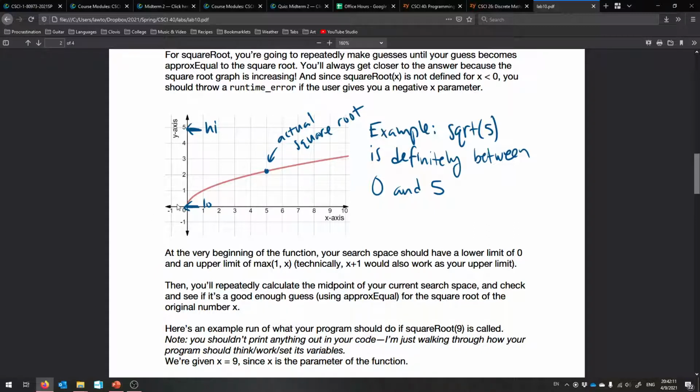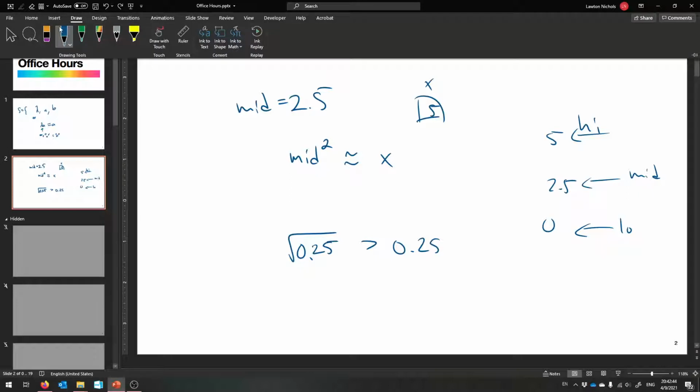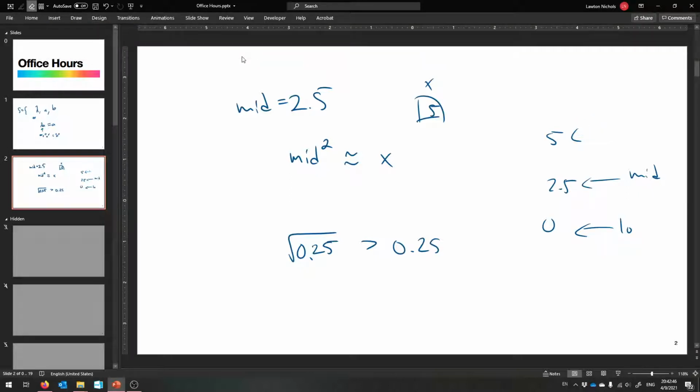After that, it's your job to find the midpoint. So if your low is 0 and your high is 5, you're going to make a guess, like check the mid being 2.5, and then see how close you were, whether your guess was too high or too low based on the original number. You'll decide whether to go up or go down. Like in this case with the square root of 5, you'll replace high with the mid.